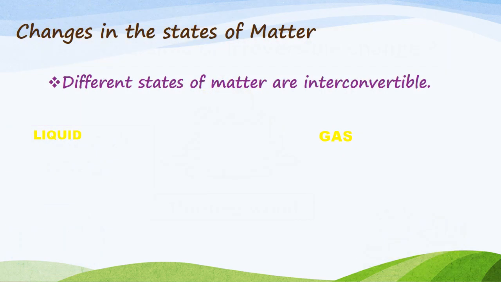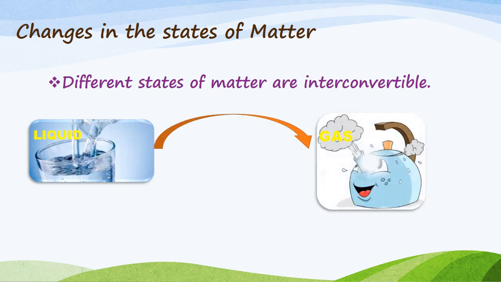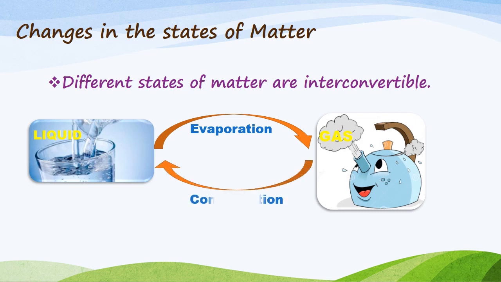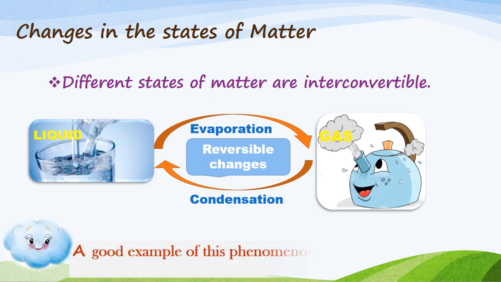From lesson 1, we know that different states of matter are interconvertible, like liquids can be converted into gases. This is called evaporation. And gases can get back to their liquid state. This is called condensation. Evaporation and condensation are both examples of reversible changes. In nature, a very good example of evaporation and condensation is the phenomenon of the water cycle.